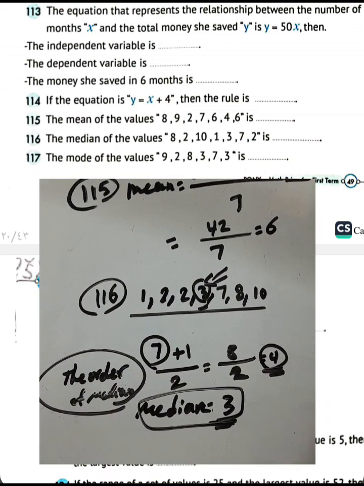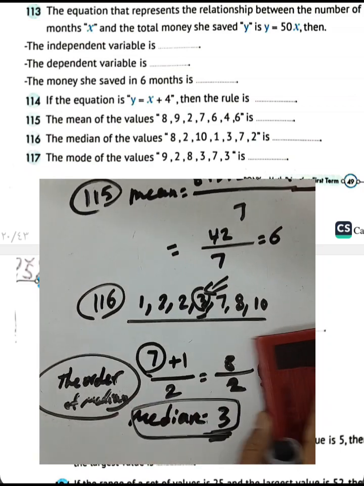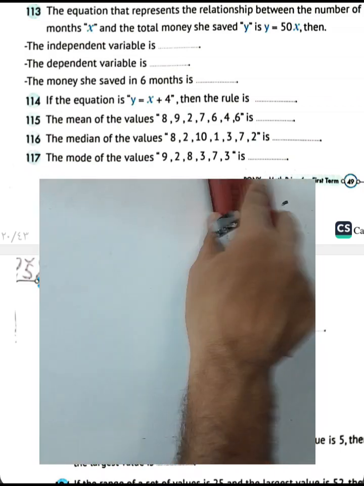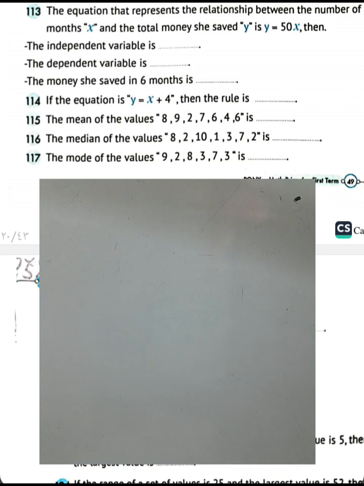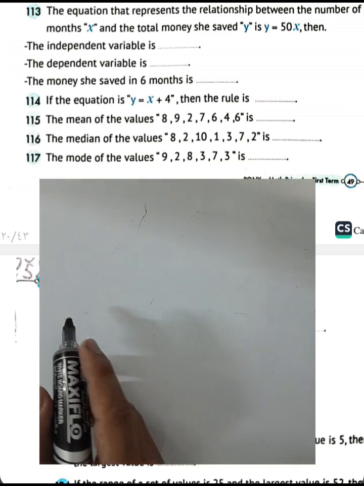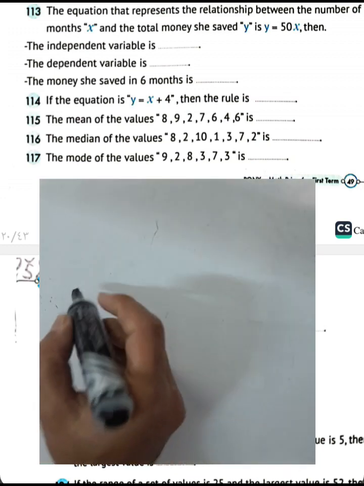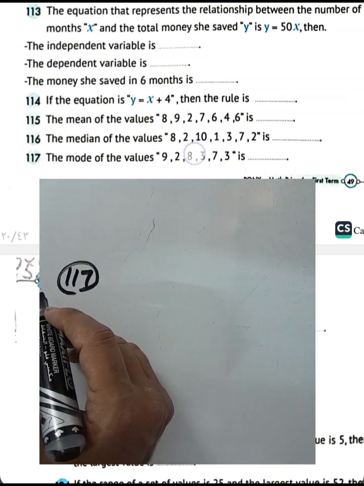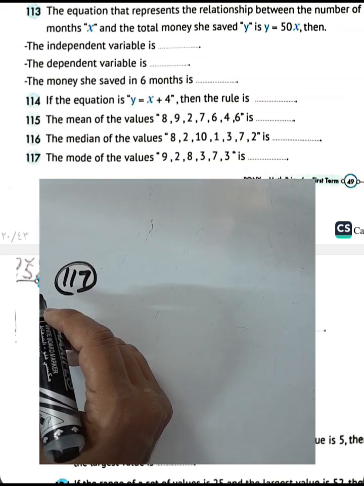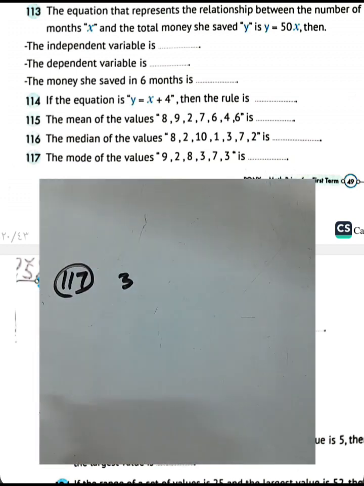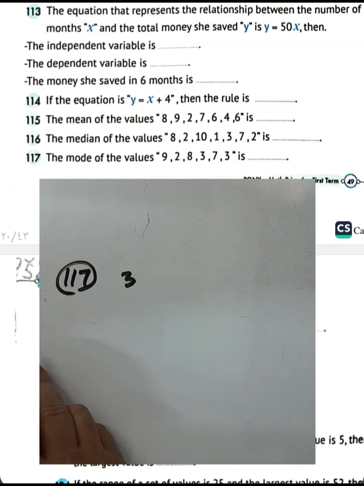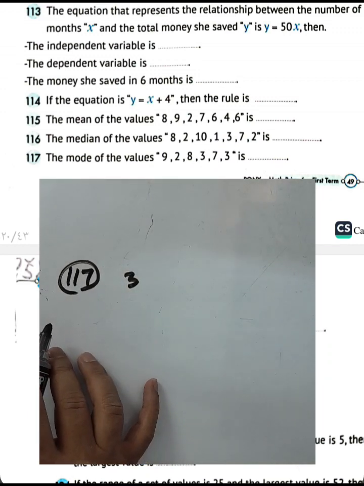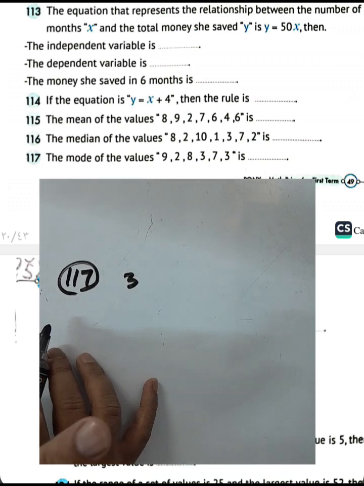Question 117, he wants to find the mode. We can find the mode by looking at the values and seeing which number is repeated the most. Question 117, we have 9, 2, 8, 3, 7, 3. 3 here is the mode, because 3 is the most repeated of all values. What is the digit which repeats the most? We have 3 here, repeating 2 times.